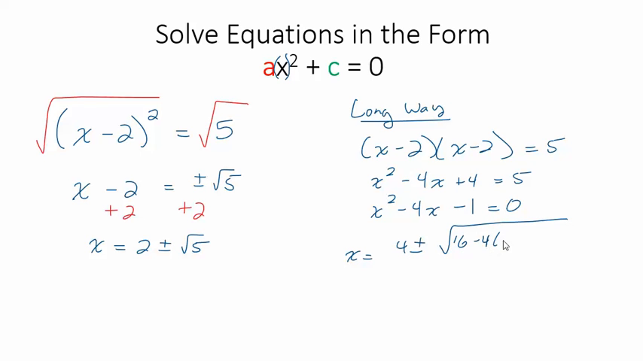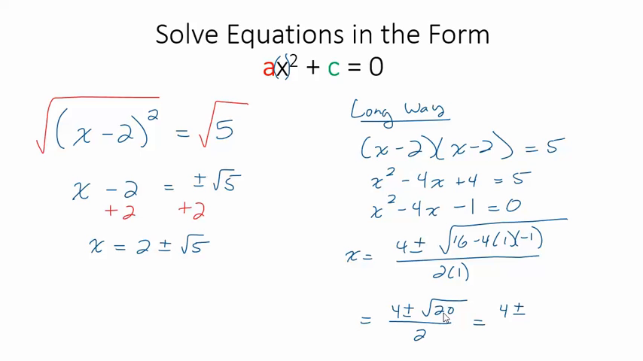B squared minus 4 times A times C. Oh, this can be so much fun. 2 times A. So I get 4 plus or minus square root. That's minus a negative becomes a plus. 16 plus 4 is 20. You think this is going to come out to be that? Well, let's keep going. Remember, 20 is 4 times 5.